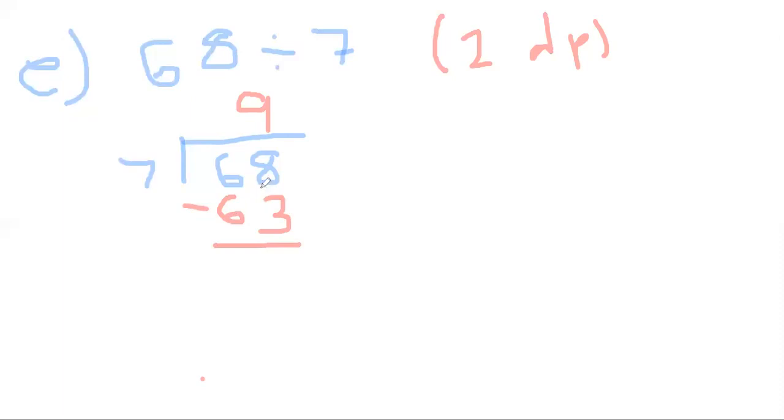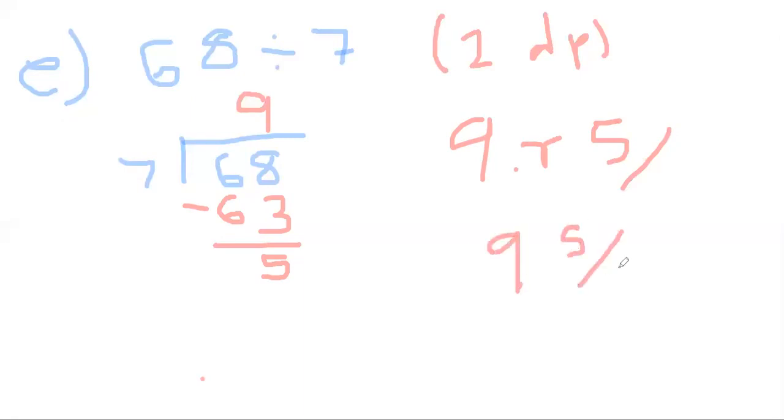So what is the answer when you say 68 minus 63? Your answer is actually 5. If we were in grade 2 or grade 3, somebody would come and say the answer is 9 remainder 5. But we don't do that anymore. Or 9 and 5 out of 7. Okay, all of these are okay. But now we don't want to do that. We want to do them into decimals.